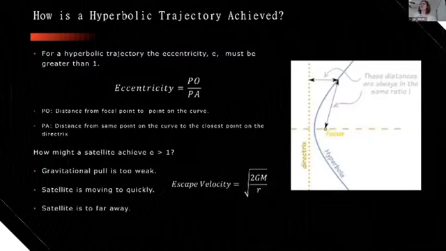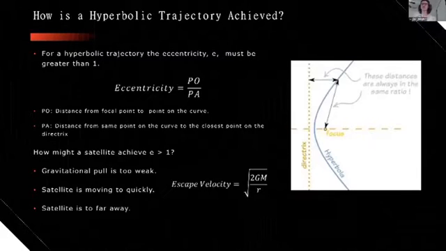So how is a hyperbolic trajectory achieved? For a hyperbolic trajectory, the eccentricity E must be greater than 1. This eccentricity is given by this simple equation where you take O, which is just the focus, and P, a point on the curve, and you find that distance and divide it by the distance between that point and the closest point on the directrix, which is this dotted line that you see here.